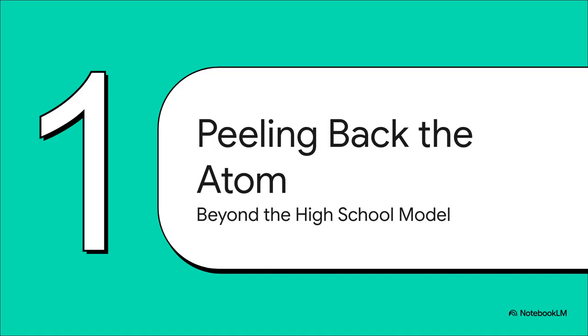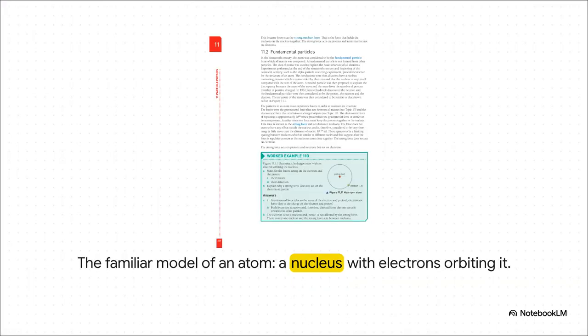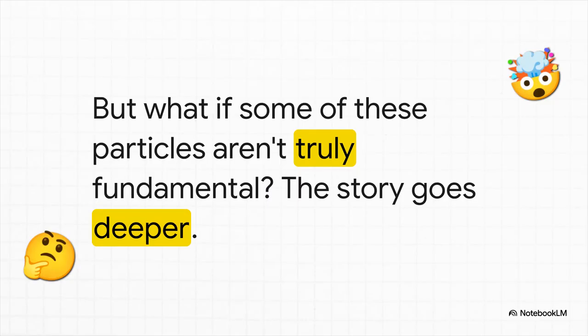So to really get a handle on this, we've got to peel back the layers of the good old atom. We're going to go way beyond that model you probably remember from your high school science class. You all know this picture, right? It's classic. You've got this tiny, dense nucleus in the middle with positive protons and neutral neutrons, and then you've got these negative electrons just buzzing around it. For the longest time, science thought that was pretty much it. Protons, neutrons, electrons, the end of the line. But what if that picture isn't the whole story? What if some of those particles we thought were the end of the line aren't actually fundamental at all?